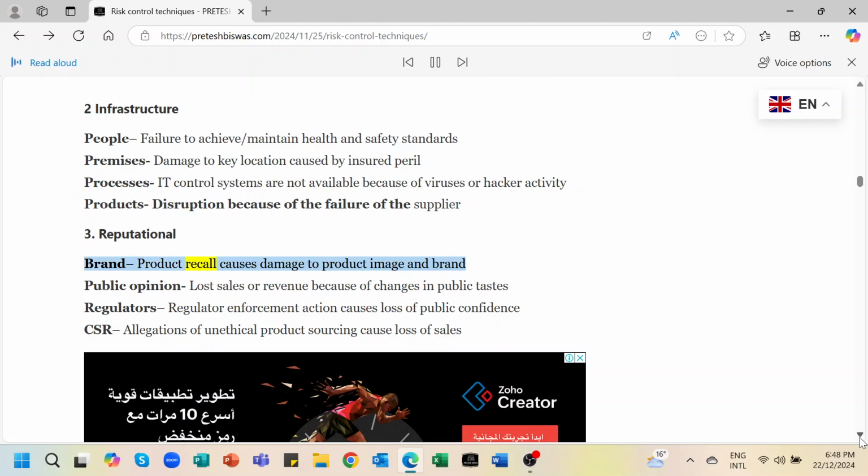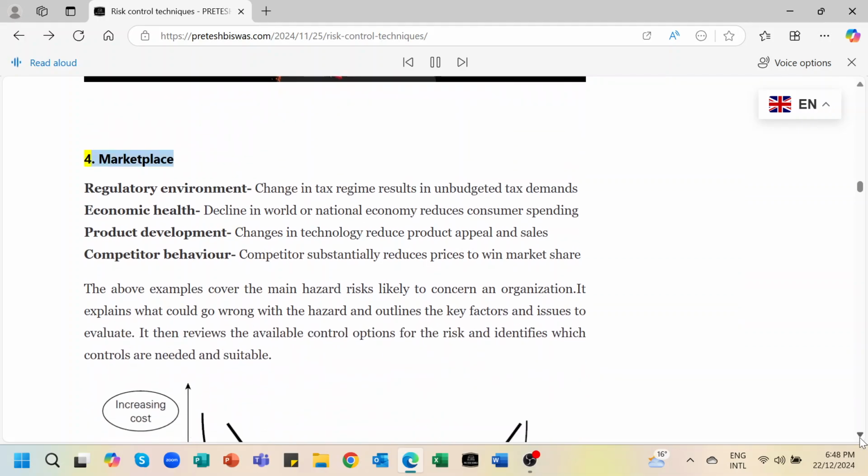3. Reputational. Brand: product recall causes damage to product image and brand. Public opinion: lost sales or revenue because of changes in public tastes. Regulators: regulator enforcement action causes loss of public confidence. CSR: allegations of unethical product sourcing cause loss of sales. 4. Marketplace.